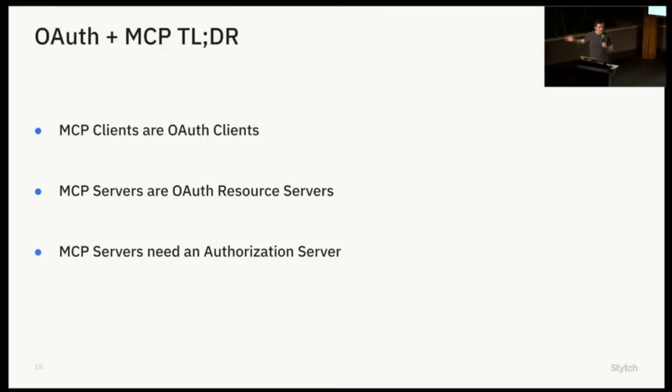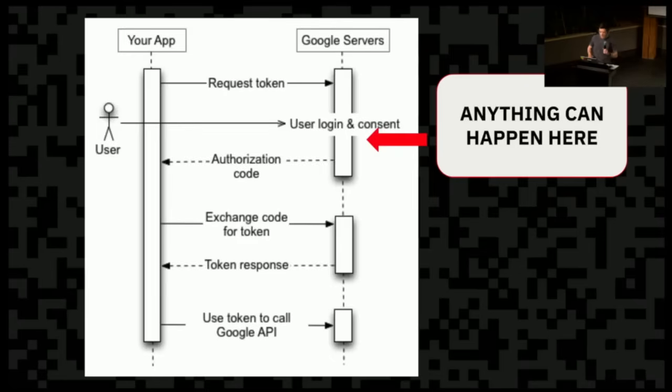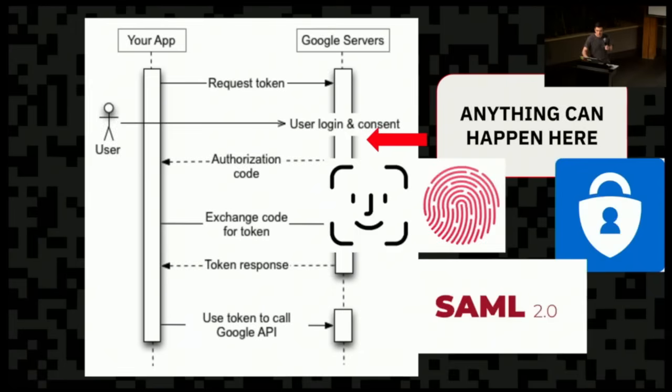Mapping OAuth to MCP. MCP clients or LLMs are OAuth clients. MCP servers are OAuth resource servers. And this means that MCP servers need an authorization server. And going back to this diagram, OAuth defines the way that the MCP client and server authenticate to each other, but there's lots of other things that can happen. And the parts of this flow that aren't completely filled in are where we get to customize things. The parts of this flow that aren't filled in are where we can take existing protocols like biometrics or SAML or SSO and map them onto the MCP structure.